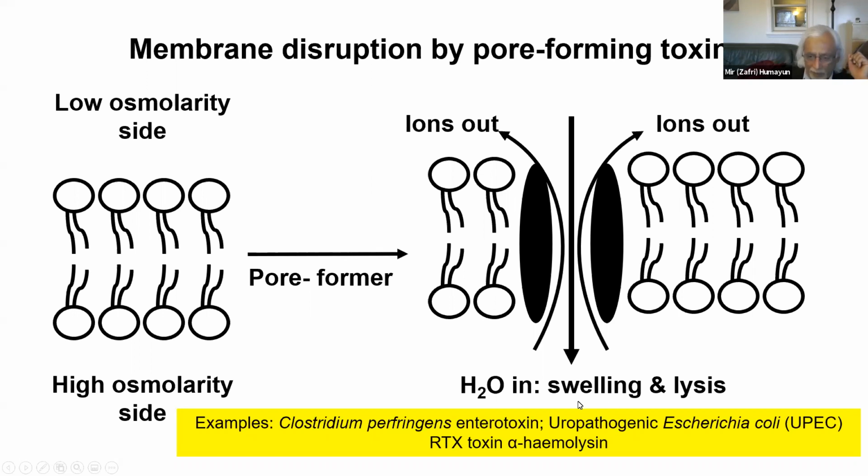There are examples of this kind of toxin, such as Clostridium perfringens enterotoxin. We're going to come to that in one of the final slides. Another example is uropathogenic Escherichia coli RTX toxin. We're not going to discuss that particular toxin further. We're going to discuss Clostridium perfringens toxin though.